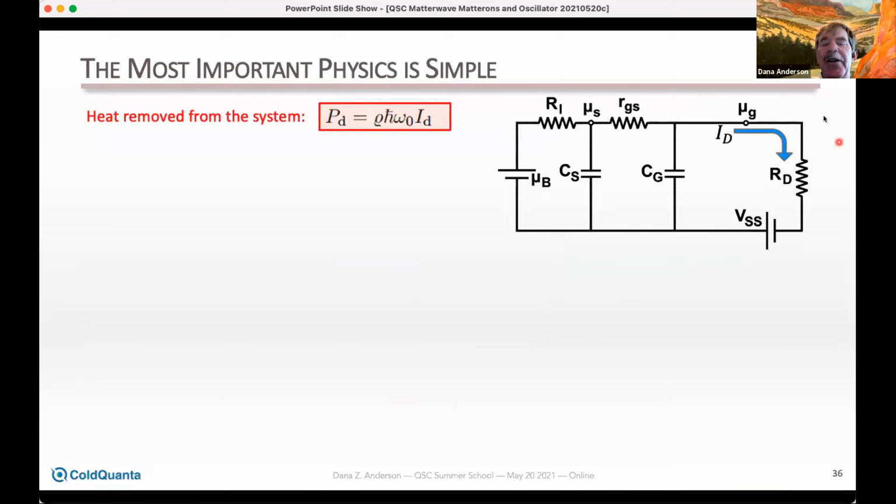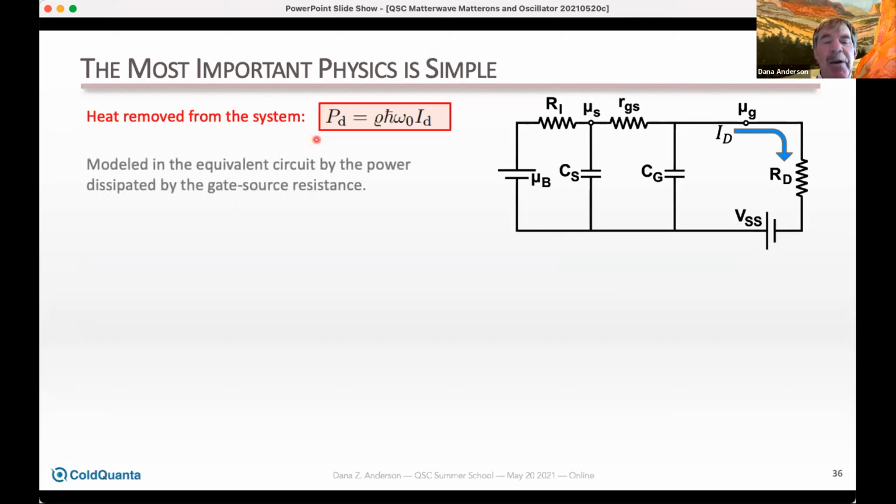Here's the equivalent circuit. I told you that there's cooling because most of the atoms come in in a lower state and leave to the drain in the upper state. That means there's cooling. That means the same thing as saying heat is removed. And that means that the dissipation in this resistor is negative. And that means this resistor is negative. So there's the power. Gate source is minus RGS times its current. This is just I squared R. Power loss, but it's negative.